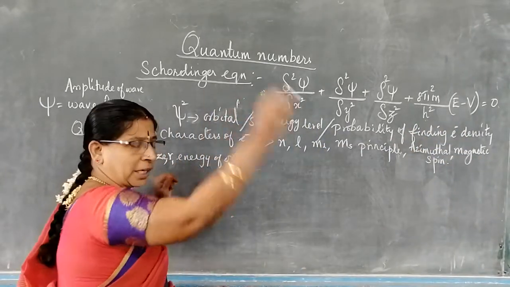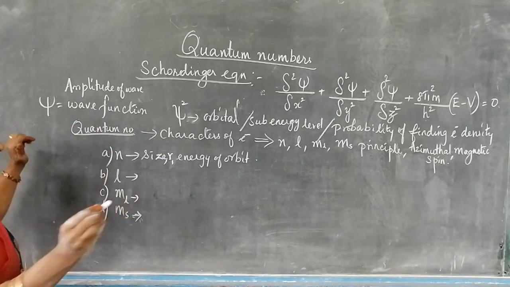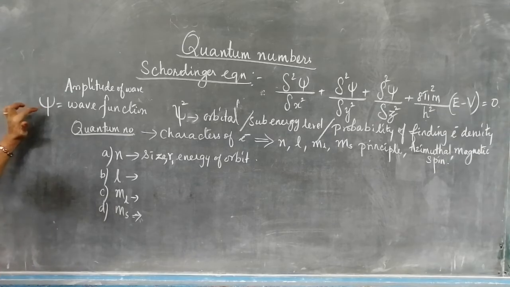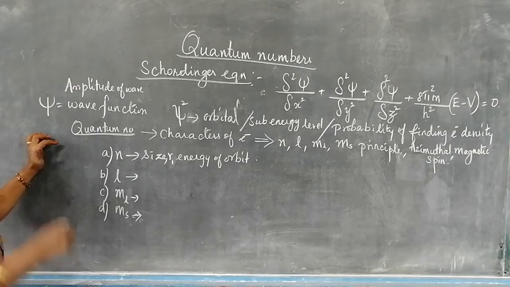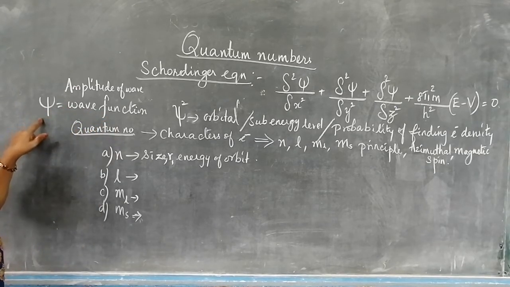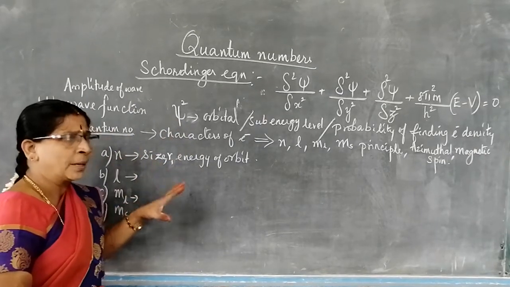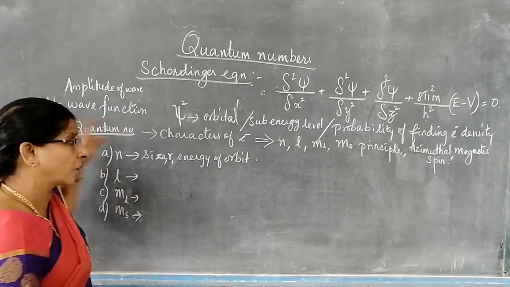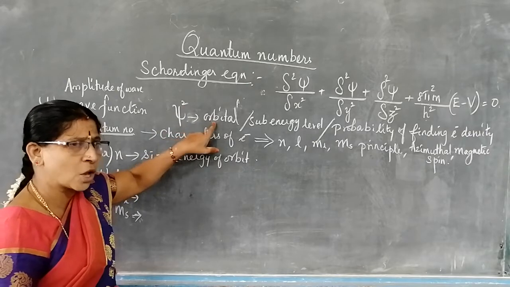When we solve this equation, we get many values, because this kind of equation gives many answers. When we see the psi, that psi is nothing but the amplitude of the wave, which is called the wave function. This amplitude comes as a plus value as well as a minus value, so we couldn't come to a conclusion with the psi value. When we square it, we get some significance. Psi has no significance. Psi square has significance. It is named as orbital.